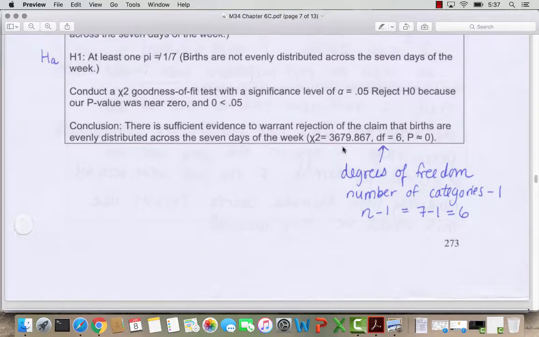So notice in our results, we record our chi-square value. We put down the degrees of freedom, which is 6 in this case, right? Because there was 7 days of the week, and 7 minus 1 is 6. And then our p-value here is so small, we said approximately 0.